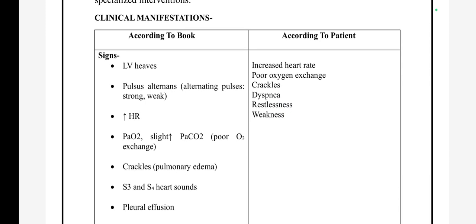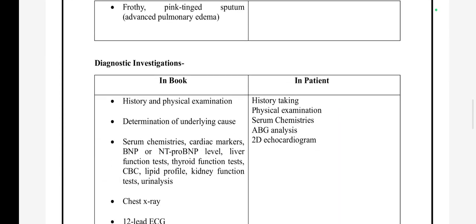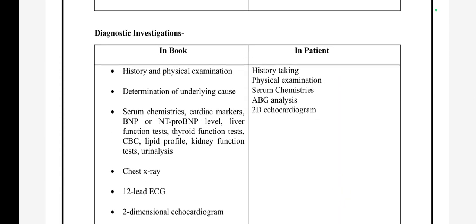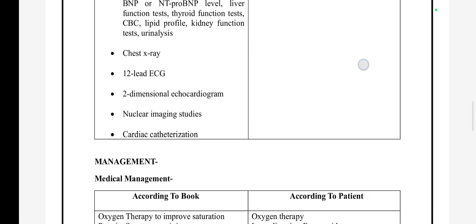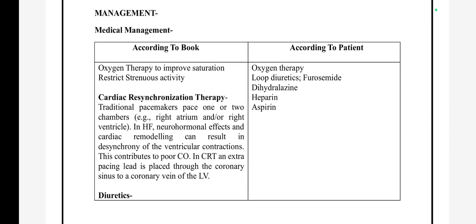Next, coming to the clinical manifestations. Same as before, according to the book, according to theory and according to your patient, whatever signs and symptoms you got should be mentioned. Then the diagnostic investigations, the tests, you have to mention the same way, in the book and in the patient. Then the management. We all know that management comes under different classifications: medical, surgical and nursing. So you have to categorize that.